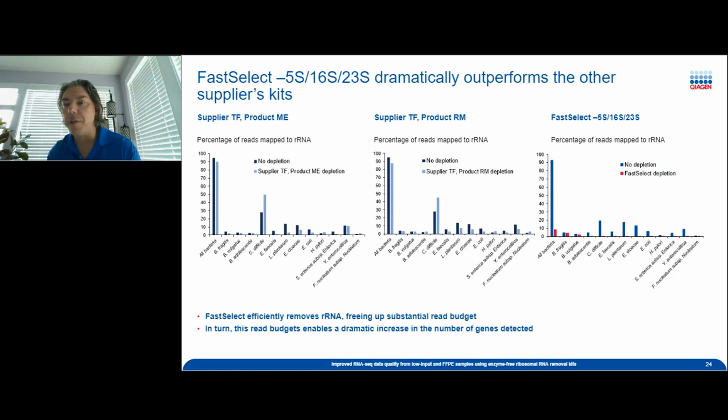One is that FastSelect is a newer product, so it was designed against more RNA-Seq data that we had at the time. That allows us to have a more broad pan-bacteria product. The other thing is that the product is designed to work on fragmented RNA. If you have any fragmented RNA in your sample, a lot of the existing hybrid capture or even some of the RNase H methods will fail, because the probes just can't identify their target when you have highly fragmented RNA.